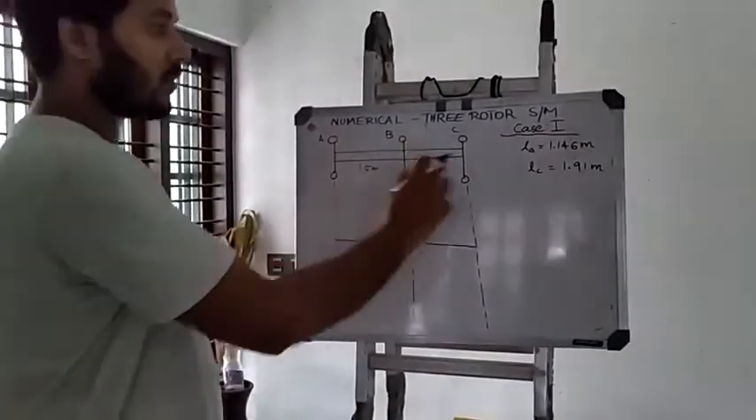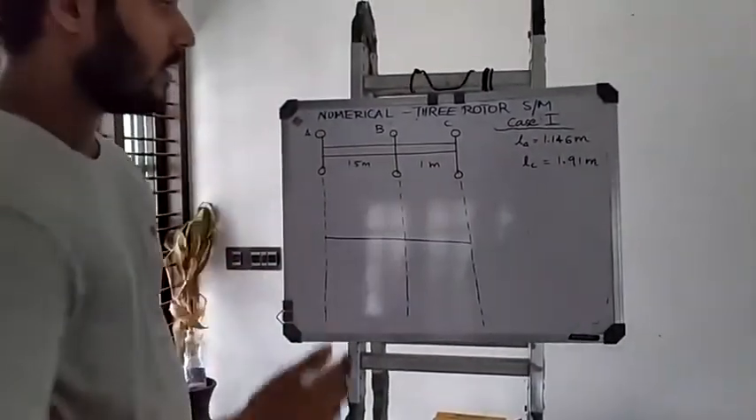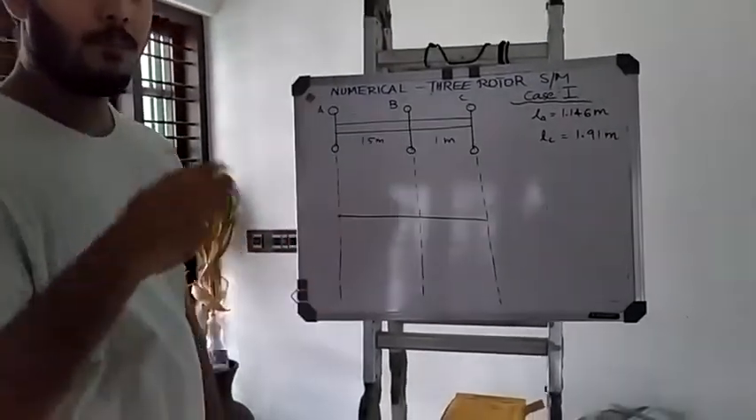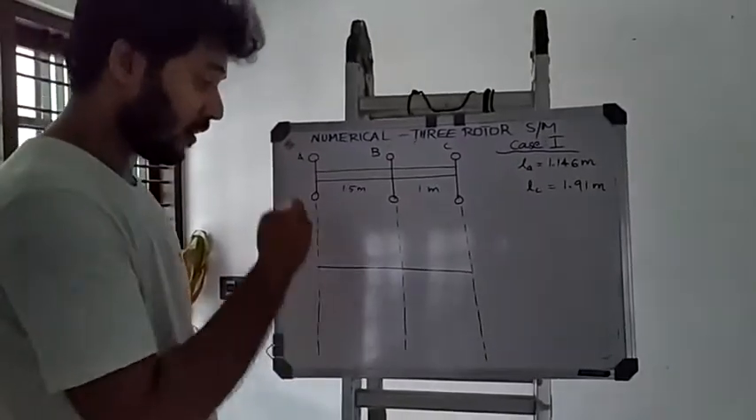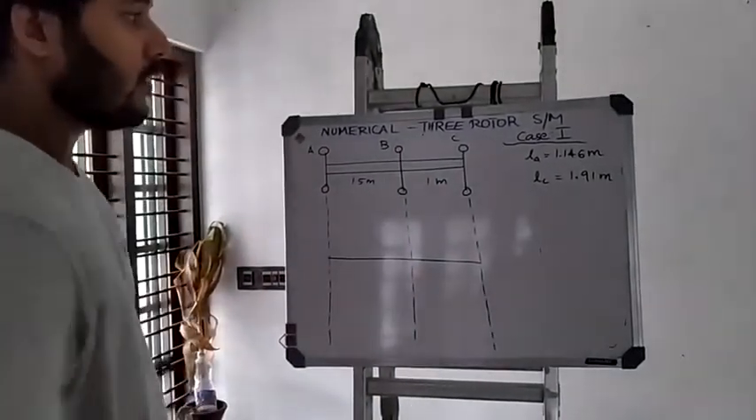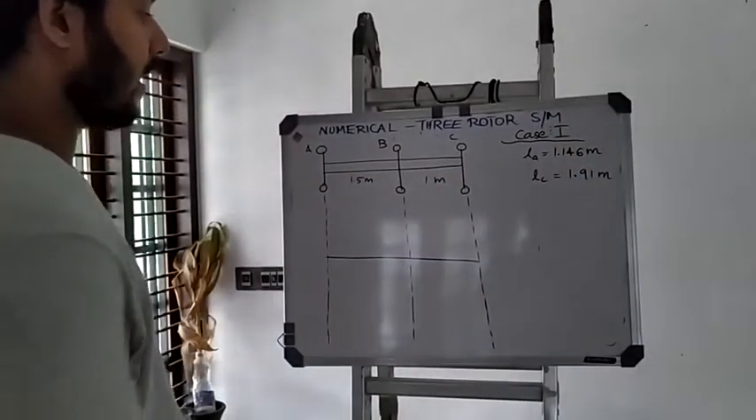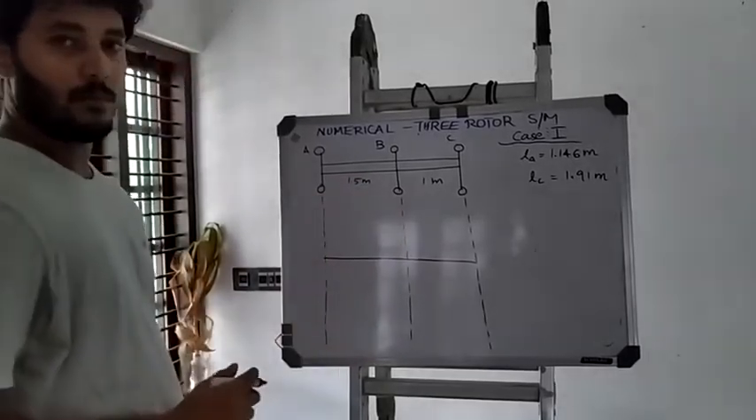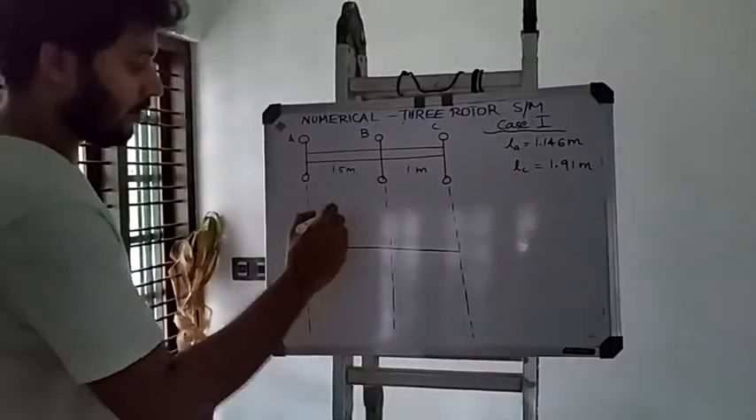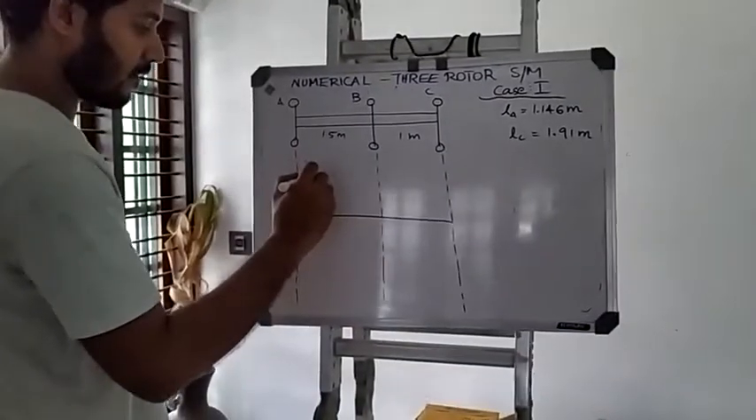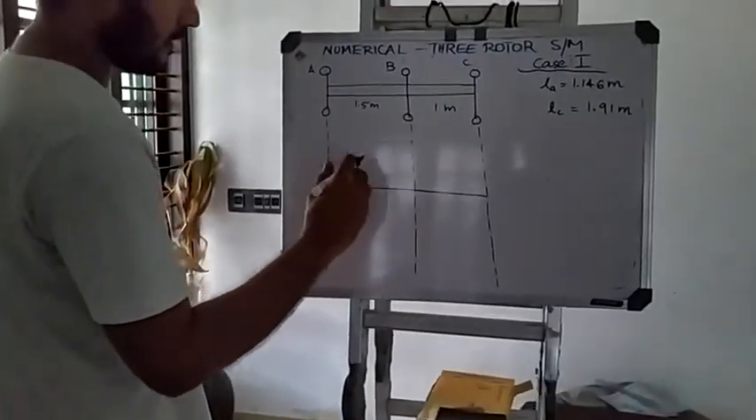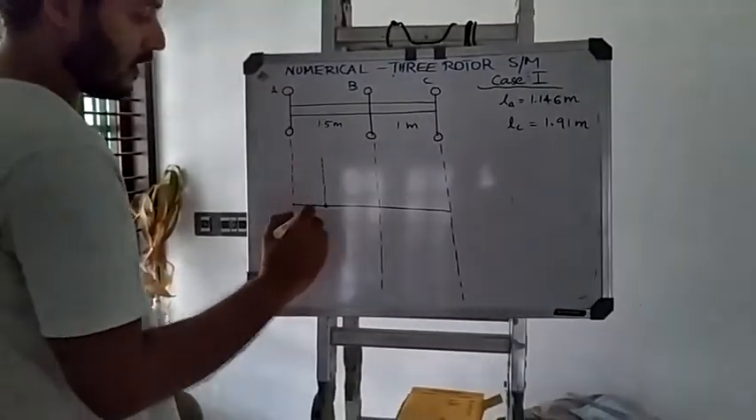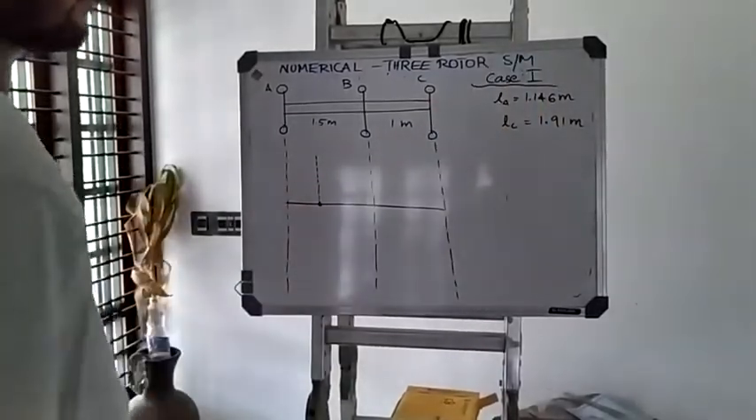LA means, in a three rotor system, the distance of the node between A and B from the rotor A, or the immediate node that is made by rotor A from its position. So 1.146 meters means from A, this is the section of A, to B it is 1.5. So 1.146 will definitely come within this 1.5. So somewhere here we can make a point. So from A up to here, let it be 1.146.